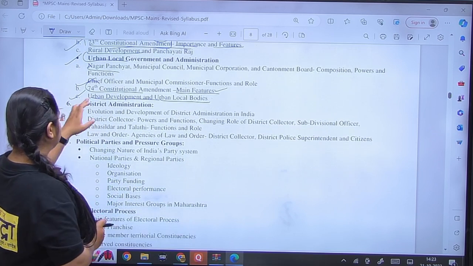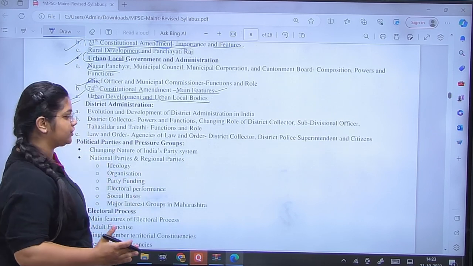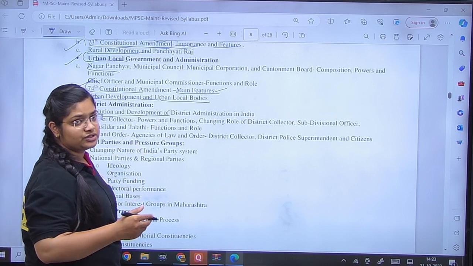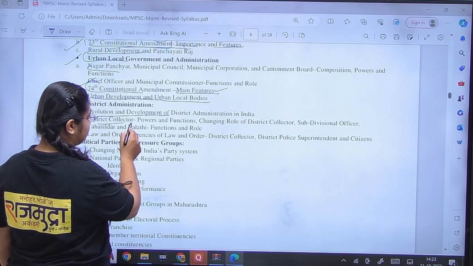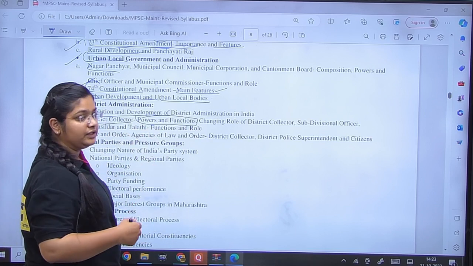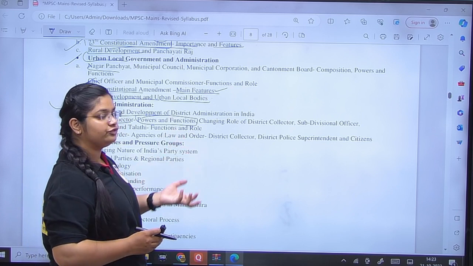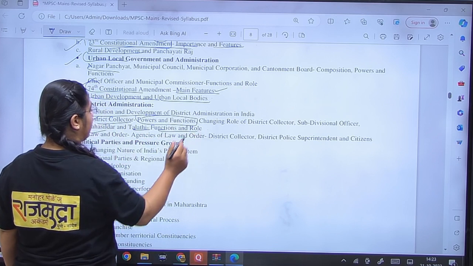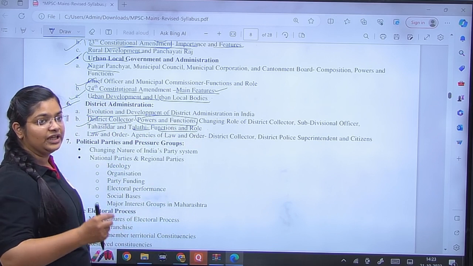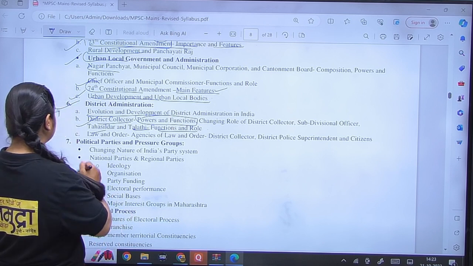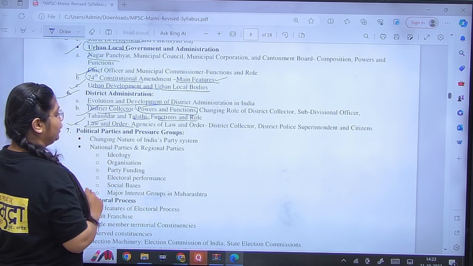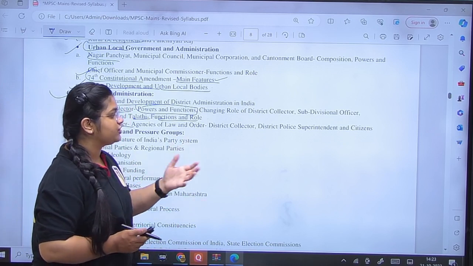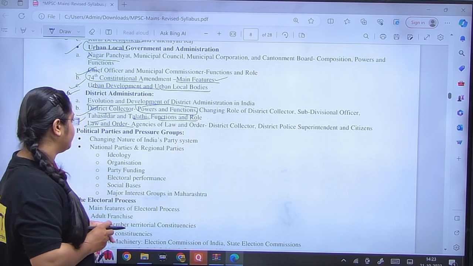In the syllabus, our next section is district administration, okay. In that, we are going to see evolution and development of administration in India. District collector, district collector's power and his functions, changing role of district collector, subdivisional officer, tahsildar, talathi, functions and role, okay. We have to study each and everything in detail because everything is given in the syllabus itself. Law and order, agencies of law and order, district collector, district police superintendents and citizens, okay.